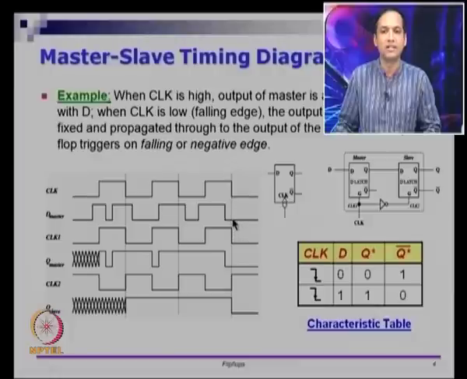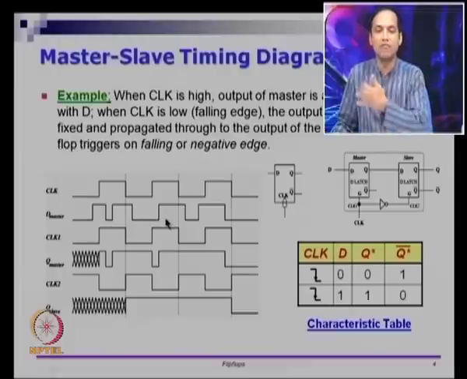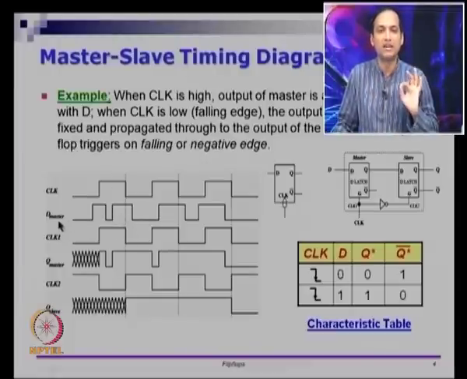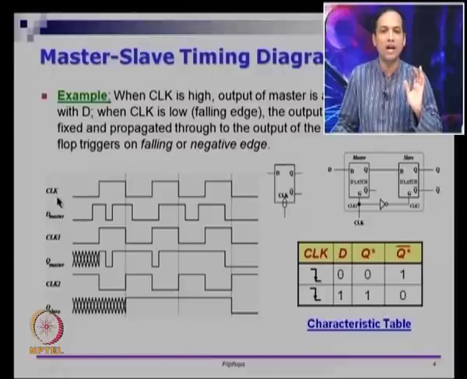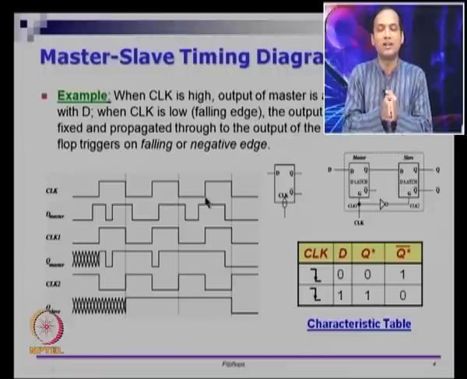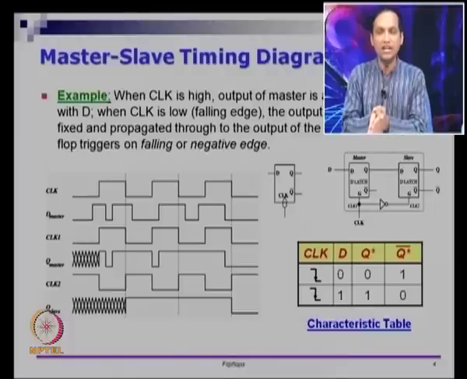When that happens, D is 0, and when D is 0, Q of the slave is 0. You can see that Q slave, or Q of the D flip flop, is actually following D master of the flip flop, only that it is not following the signal waveform blindly. It is sampling D master whenever there is a negative edge.